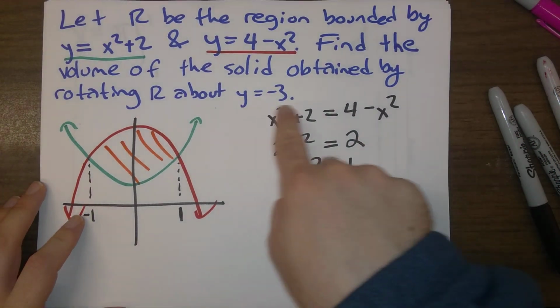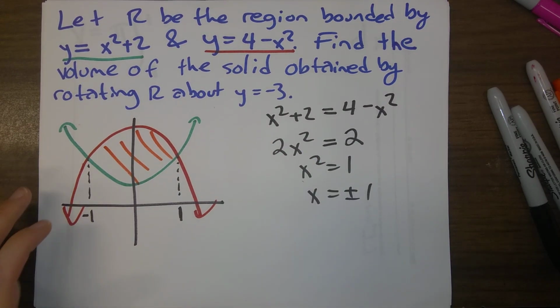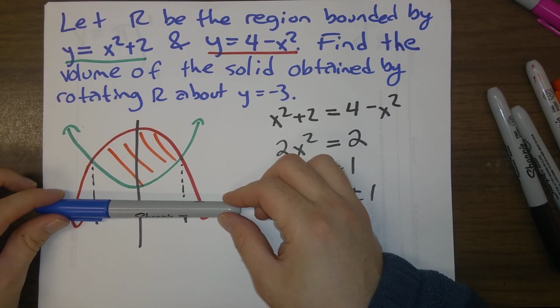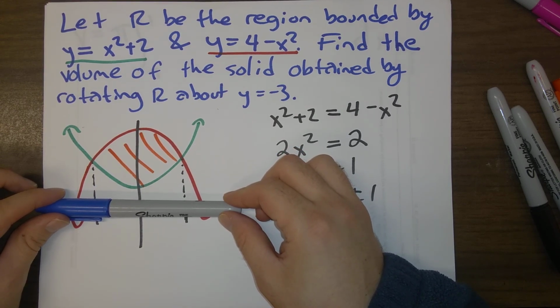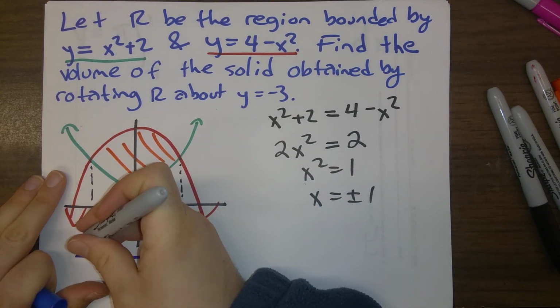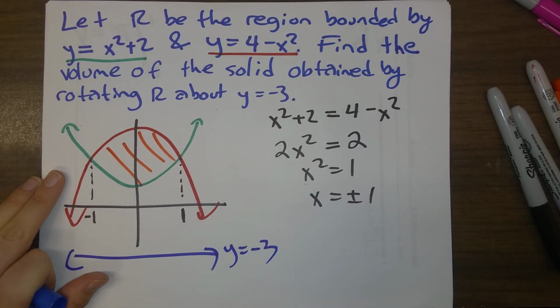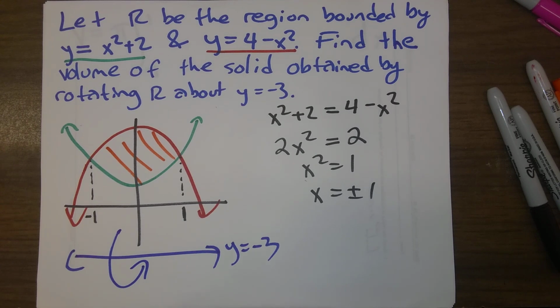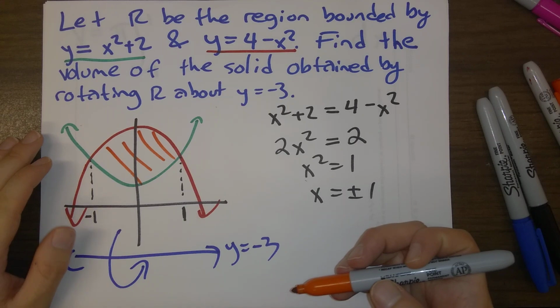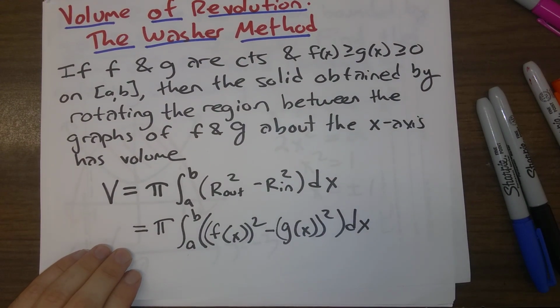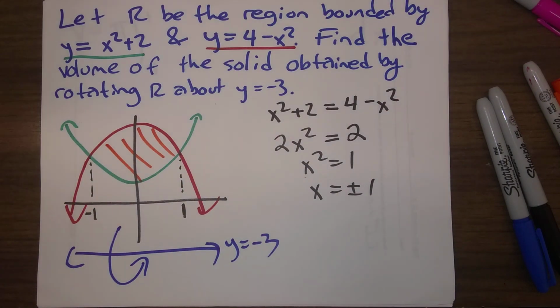Okay, so we are rotating about the line y is equal to minus 3. Now usually, like in the previous section, we have been doing y is equal to 0, that's the x-axis. So now we're dropping down to y is equal to minus 3, which is someplace down here. This is what we're rotating around. So what does this say about what R out and R in are in this situation?